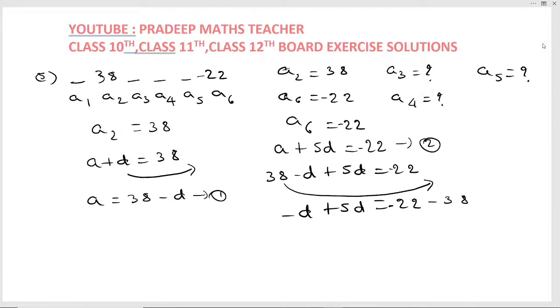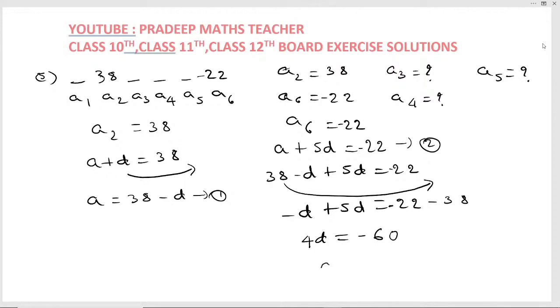If you send plus 38 to the right hand side, it will become minus 38. So here minus into plus is minus. So if you subtract, 5D minus D is plus 4D equals, now here minus into minus is plus. So just add this, because minus into minus will be plus. So 8 plus 2 is 10, 2 plus 3 is 5, plus 1 is 6. So it's minus 60.